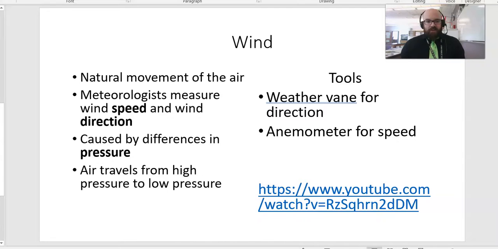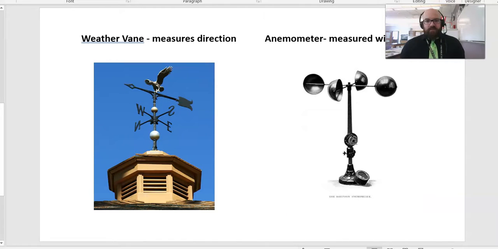The tools that are used to measure wind are a weather vane for direction. You often see them at the tops of buildings such as churches. It'll show what direction the wind is moving in. And what's called an anemometer. Notice the design. There's cups that actually catch the air. And that actually is used to measure wind speed as well. Next up will be a video helping to describe.